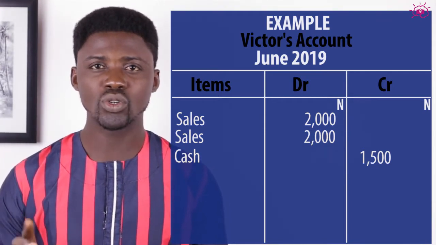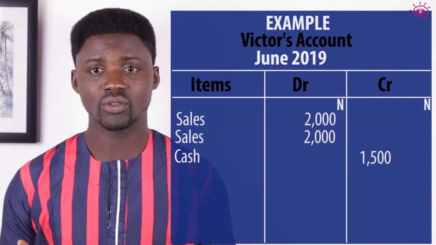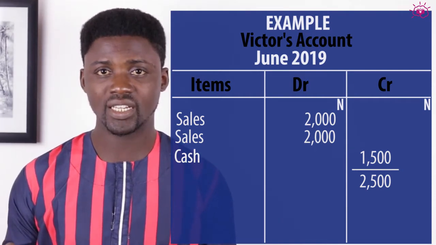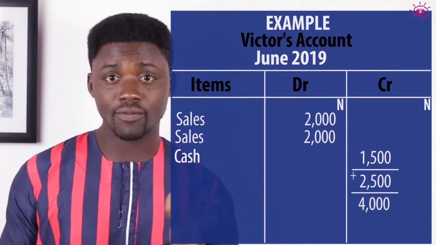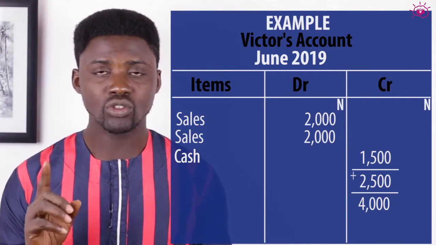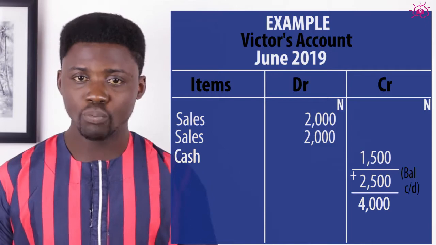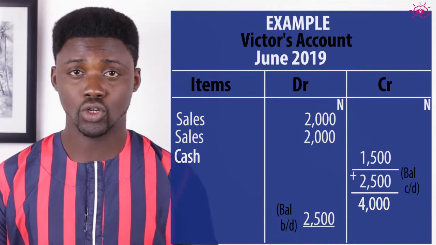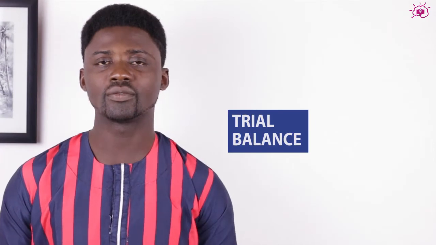Then we will subtract the 1,500 naira from the 4,000 naira in the debit side. That will be 2,500 naira. So 2,500 naira on the credit side, plus the 1,500 naira, will give us a balance of 4,000. So we have 4,000 naira on the debit side and 4,000 naira on the credit side. Now the 2,500 naira we have on the credit side is called balance carried down, and we bring it again to the debit side, and then we call it balance brought down, which will be used for the opening of a new account.